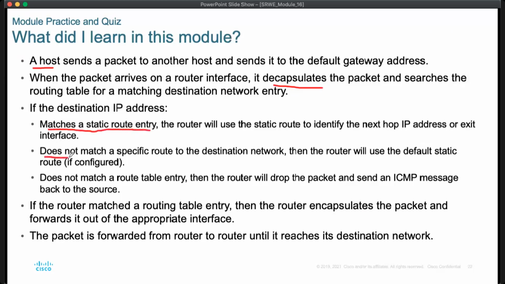What happens if it does not match a specific route to the destination network? Then the router will use the default static route if configured. If it does not match a routing table entry, then the router will drop the packet and send an ICMP message back to the source. So what happens if the router matches a routing table entry? Then the router encapsulates the packet and forwards it out of the appropriate interface. So the packet is forwarded from router to router until it reaches its destination network.